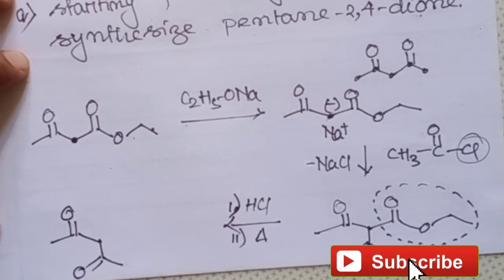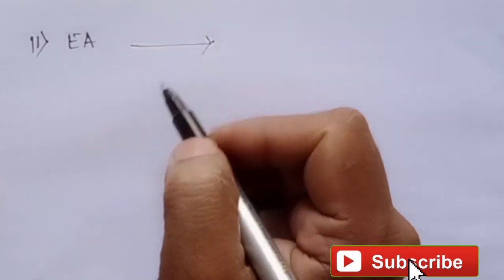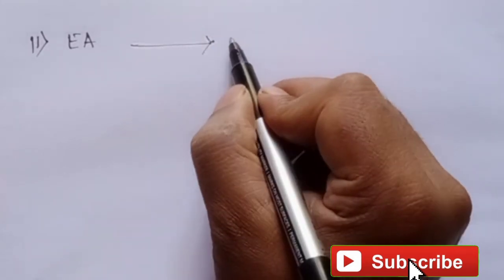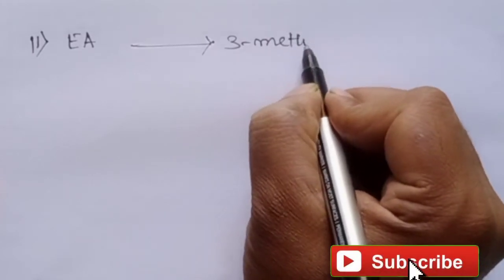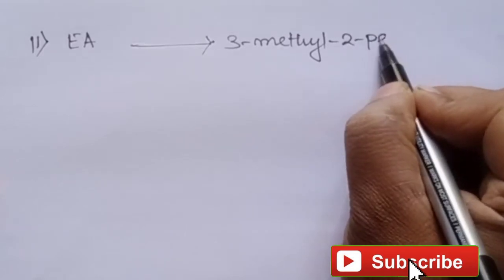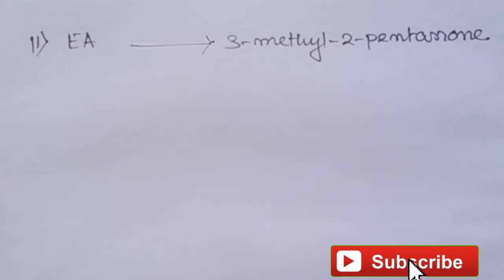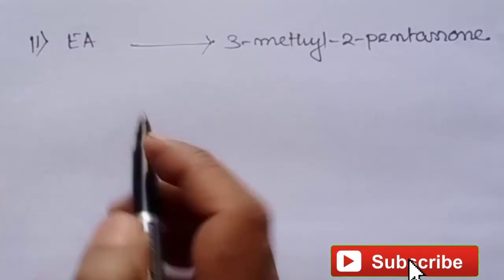This one will be the product, which is pentane-2,4-dione. We need to discuss another one, that is ethyl acetoacetate converted to 3-methyl pentanol. You have been asked to prepare 3-methyl-2-pentanone from ethyl acetate.